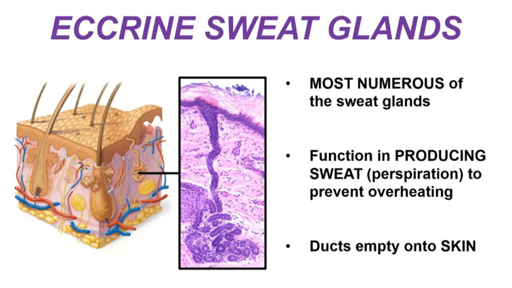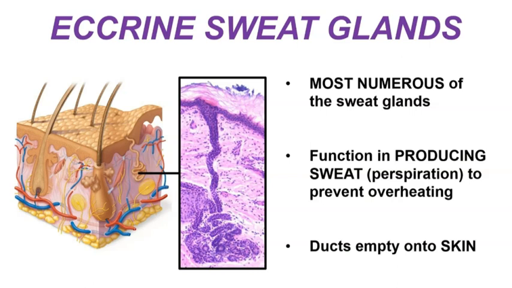Now, the eccrine sweat glands are the most numerous of the two varieties of sweat glands. Their function is to produce sweat or perspiration, which is going to act to cool our body by evaporative cooling, and therefore it's going to prevent overheating of our body. So it's one mechanism by which our body serves to get rid of excess body heat.